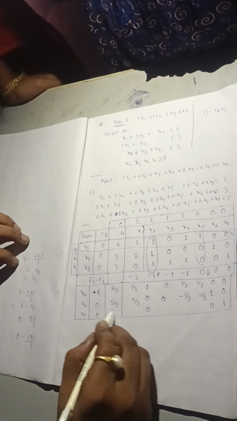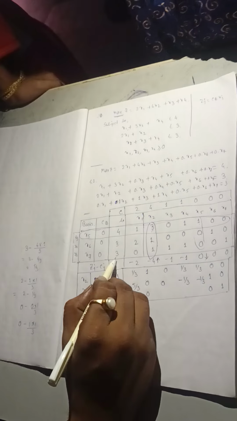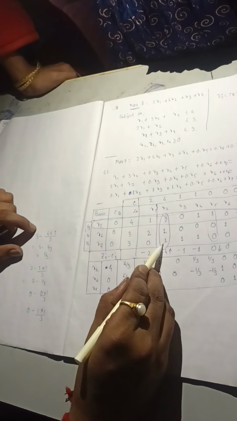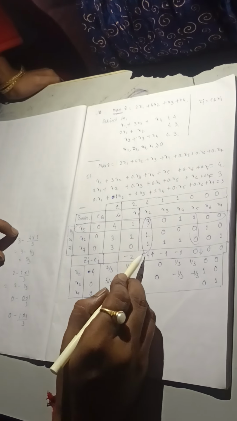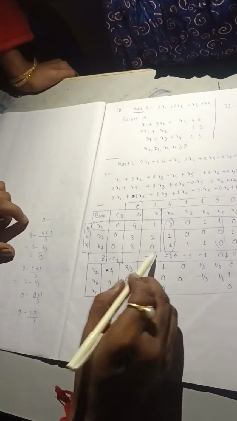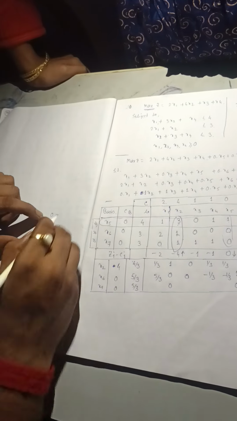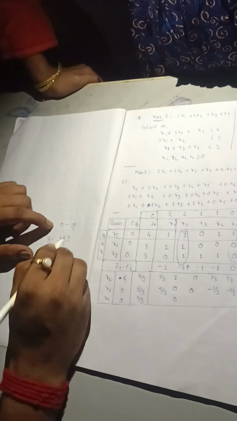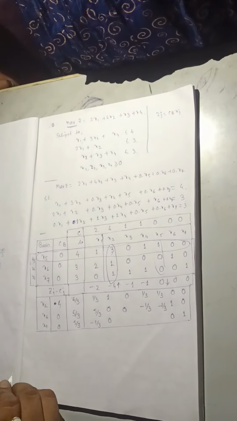Now we have to calculate the last row. If we are going to calculate the last row, look here, this is 3. 3 is the old value and the corresponding key row element is 4 and the corresponding key column element is 1. So 3 minus 4 into 1 by 3. So 3 minus 4 by 3. So this one is again 5 by 3. Right? Now look at this 0. So 0 minus the corresponding key row, which is 1. The corresponding key column is again 1, divided by 3. So simply this will become minus 1 by 3.